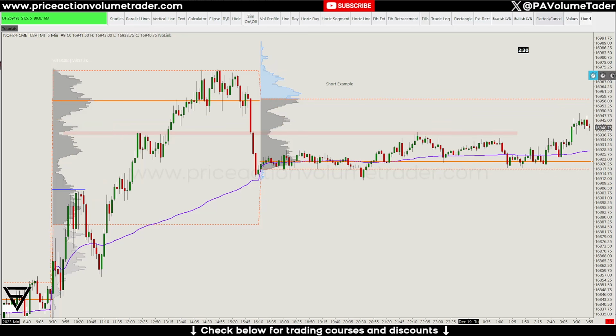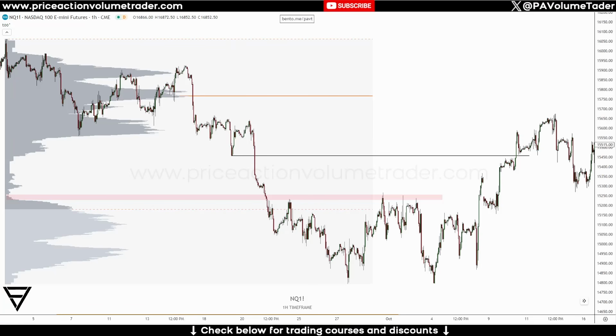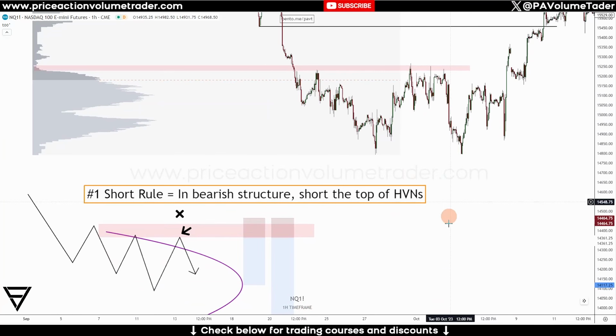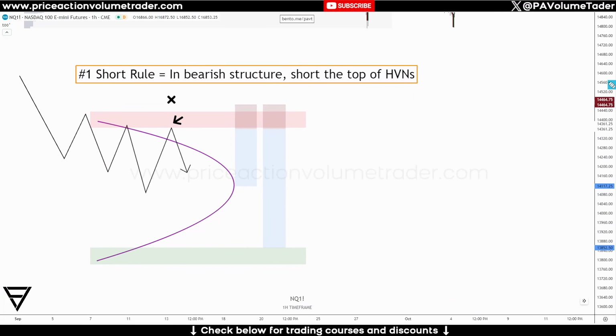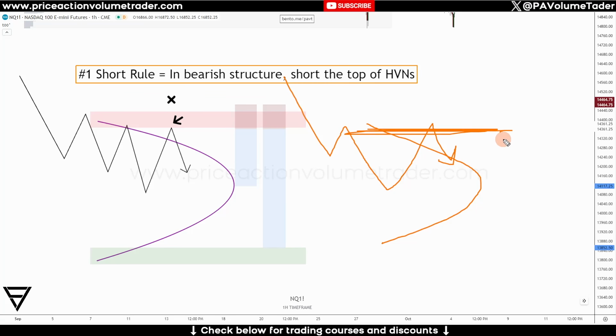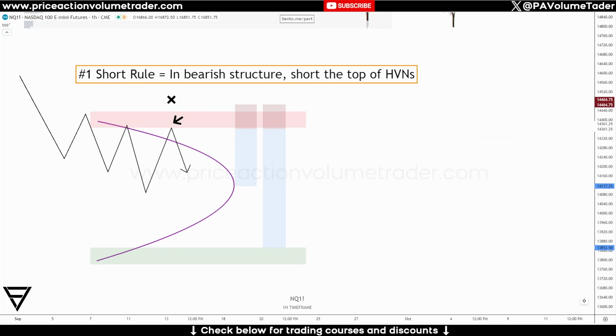Okay, so that is another example of how in a downtrend, we look for entries near the top edge. If we have the high volume node and we're in a downtrend and we come in, we look for an entry short near the top edge of the high volume nodes. Okay, so that's pretty much it for the video.